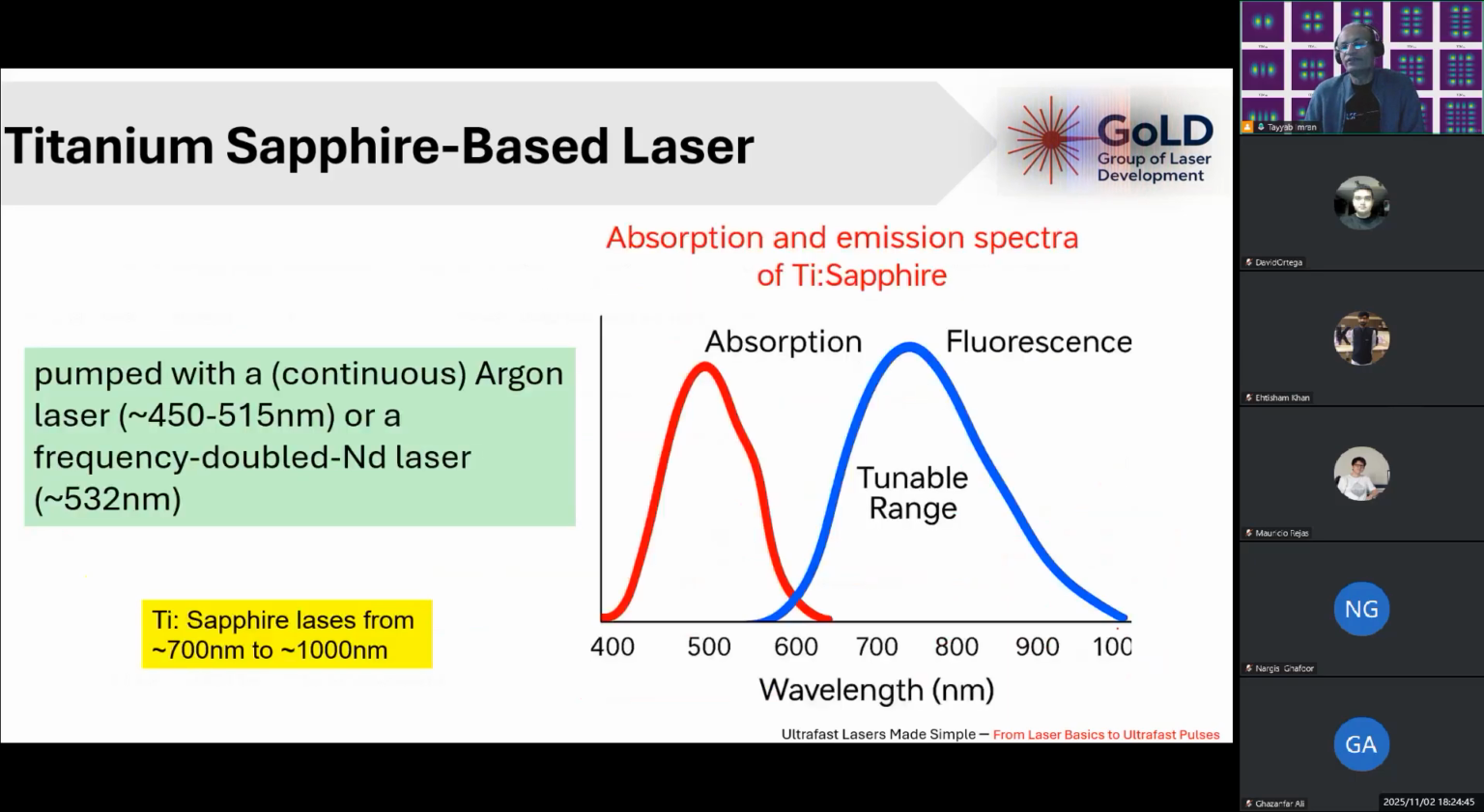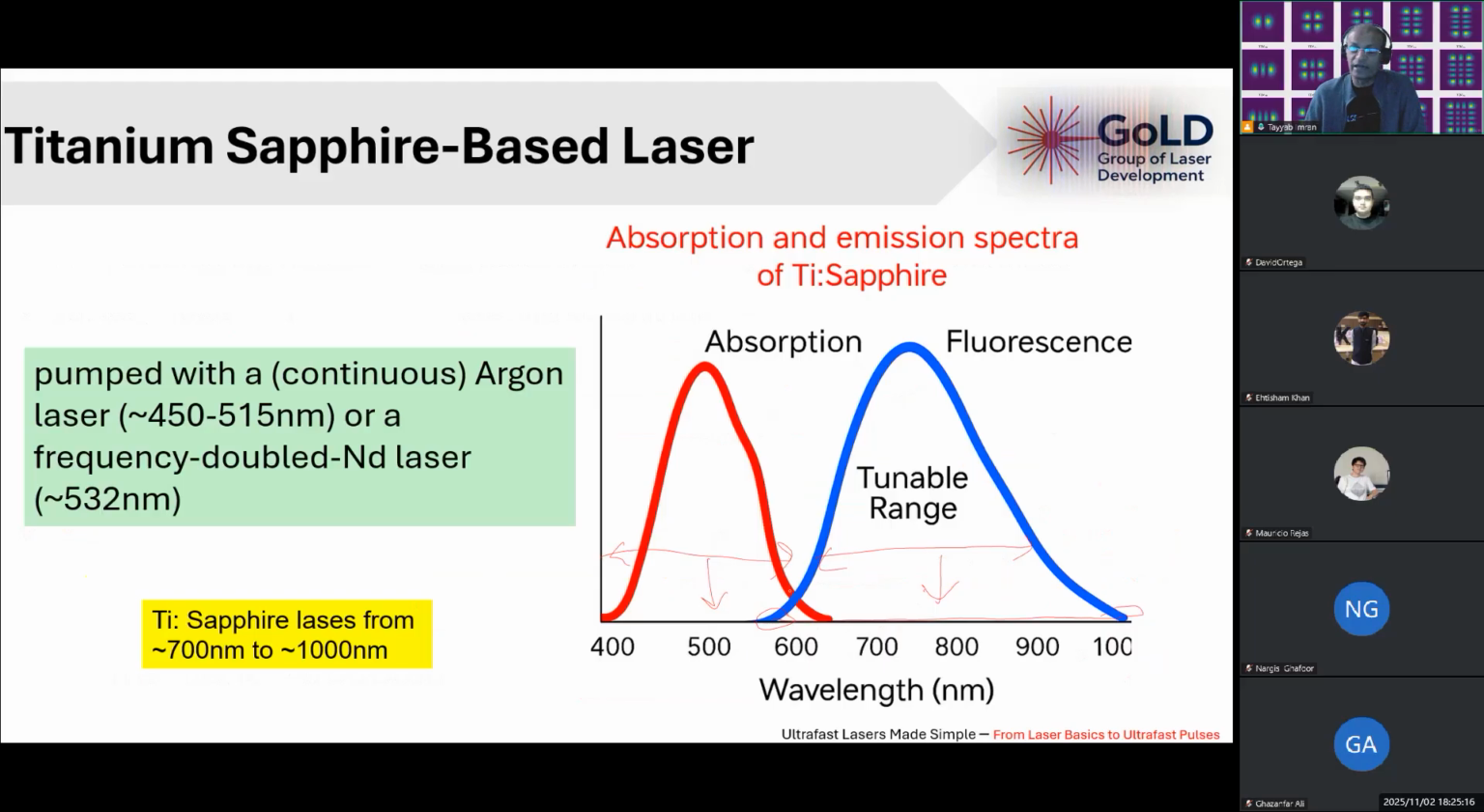Now you can see the absorption and fluorescence, or absorption and emission spectra. Here, this is the absorption range where you use the pump. You have to choose the pump in this region, and this is the output of the emission. So in this range, you can get the output if we use the titanium sapphire.